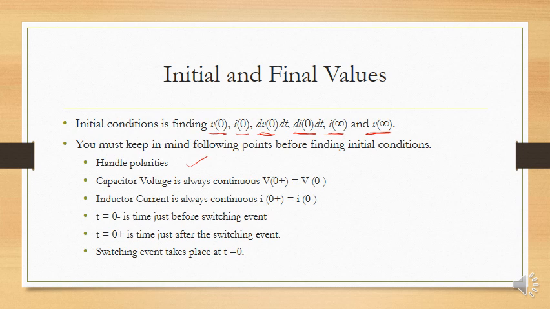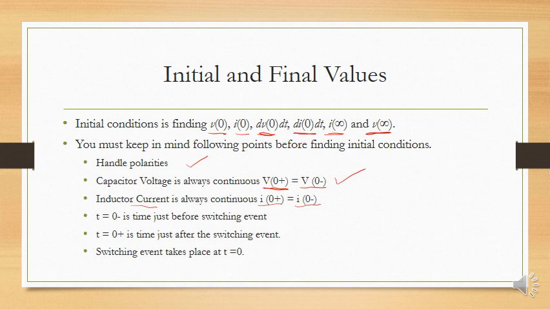Capacitor voltage is always continuous. It means that when you have some value of V at 0 positive, then as it is continuous, it would not vary instantly. So the value of V of 0 negative is also the same. Or when you find the value of V at 0 negative, then V of 0 positive would also be the same. Similarly, in the case of an inductor, the current doesn't vary. I of 0 positive is equal to I of 0 negative. It would not vary instantaneously.